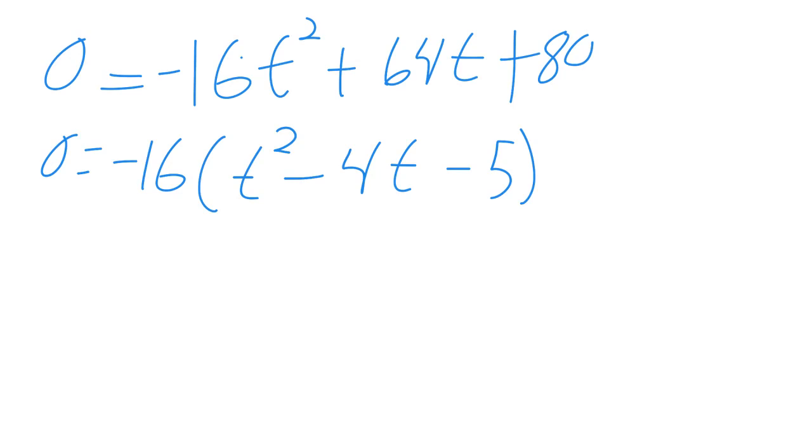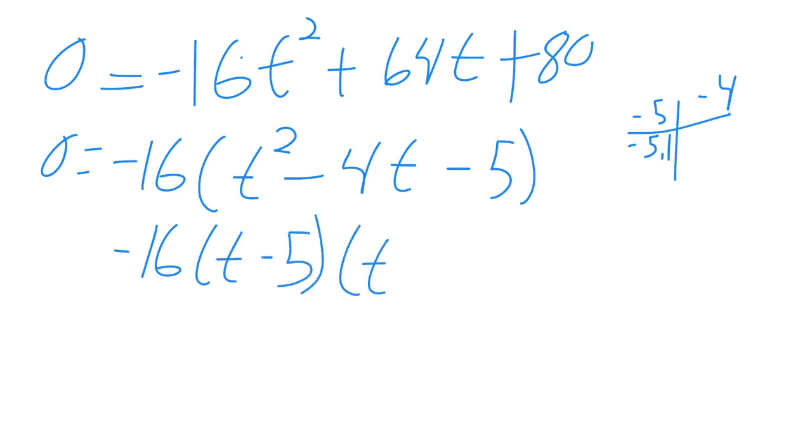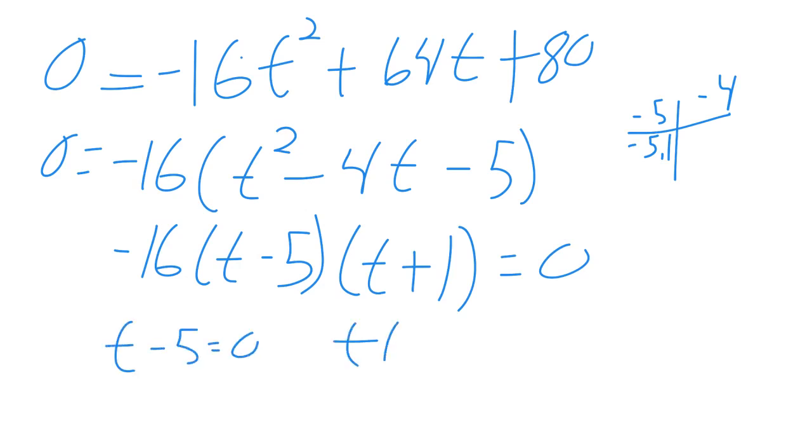So now we factor this little section, looking for numbers that multiply to equal negative 5 and add to equal negative 4. I think that's going to be negative 5 and 1, right? So negative 16, and you've got t minus 5, t plus 1, and all that's equal to 0. Then if you use each little section and solve for 0, t minus 5 equals 0, t plus 1 equals 0, then you get t is equal to either 5 or t is equal to negative 1.